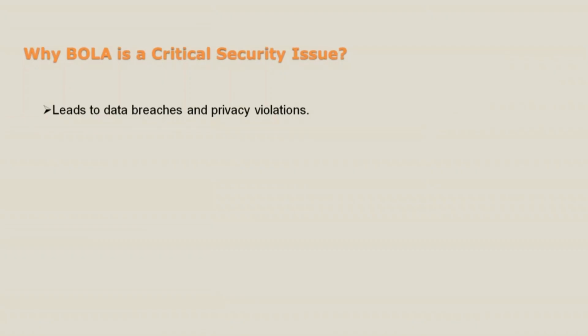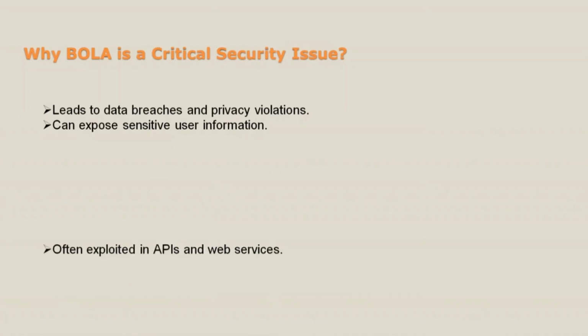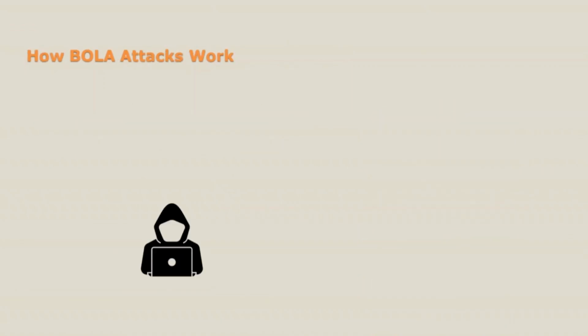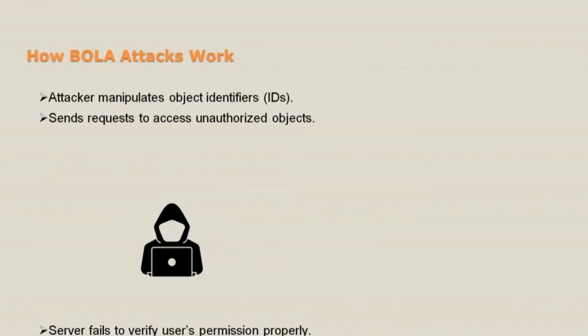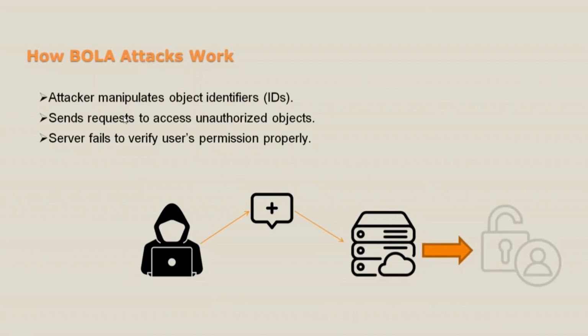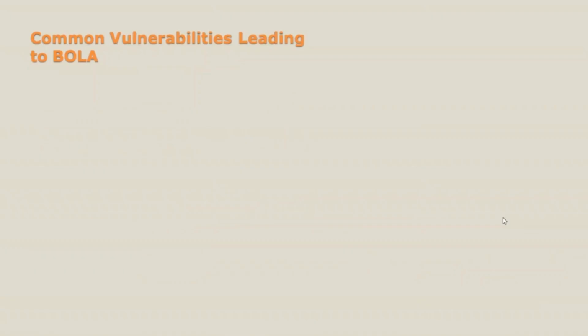Before that, we'll see why it is a critical security issue. Because it leads to data breaches and privacy violations. Of course, it can expose sensitive user information. It is often exploited in APIs and web services as well. Now we are going to see how it works. Here, the attacker manipulates object identifiers and sends requests to servers. Here the servers fail to verify whether the request is genuine or not. Because of that, the vulnerability is exposed.